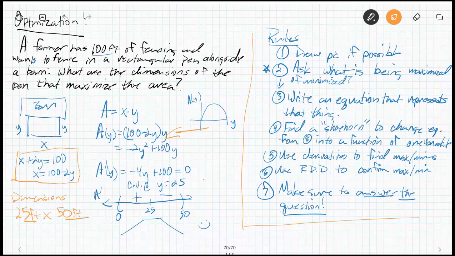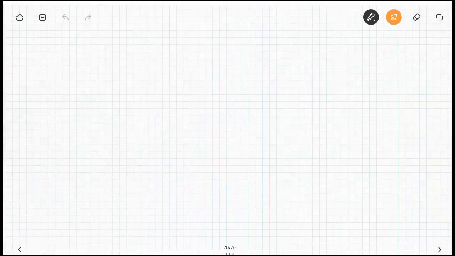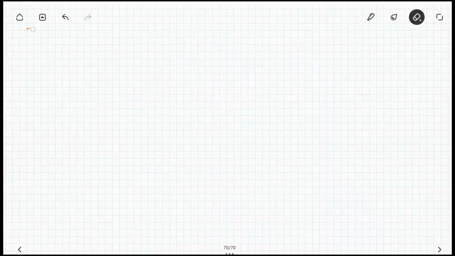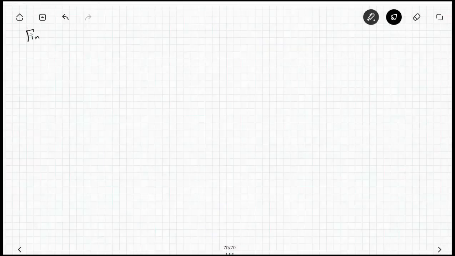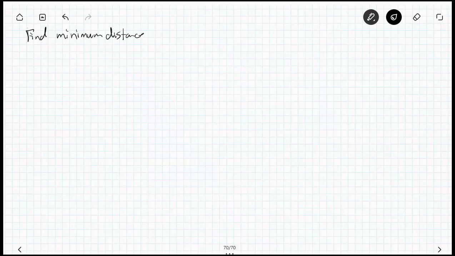Now I'm going to do two more problems with you. I want to find the minimum distance. This is a great problem because it really helps us out with certain types of optimization problems. Find the minimum distance between y equals the square root of x and the point, let's do 3, 4.